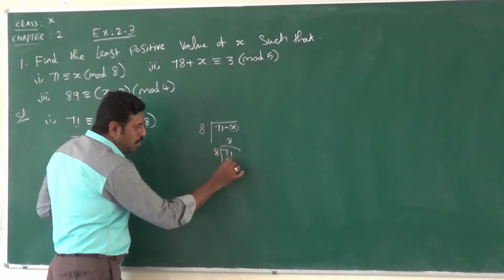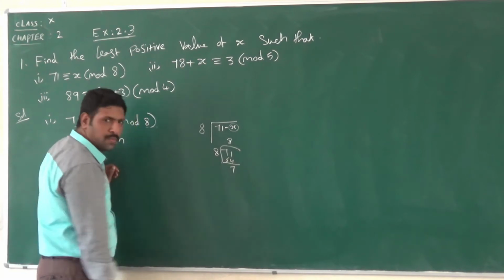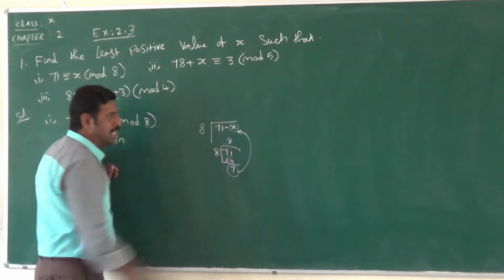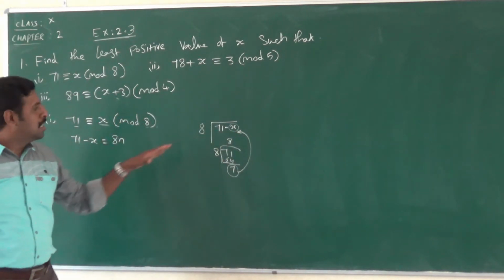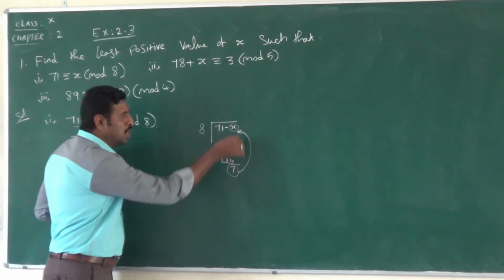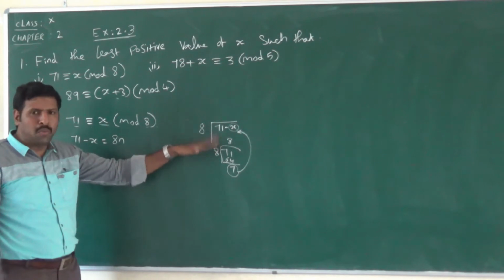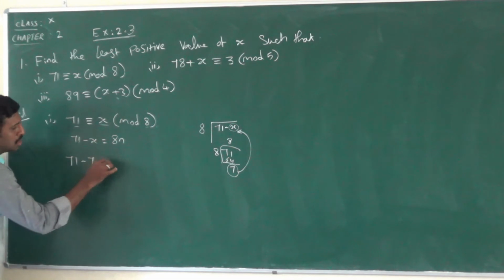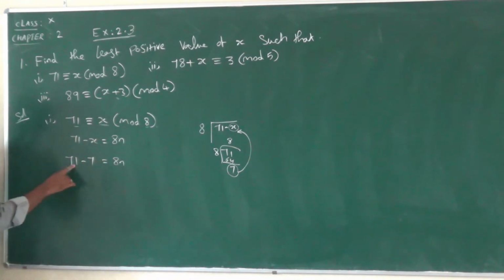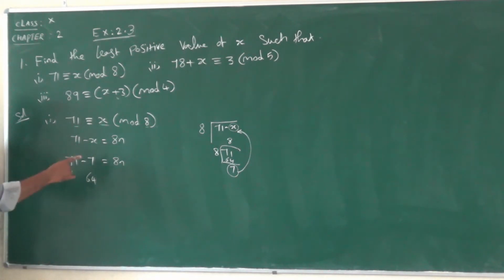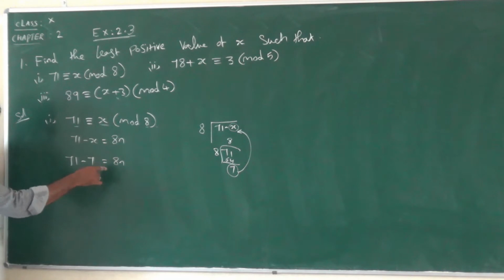So here 71 divided by 8, what do you get? 8 8s are 64, so the remainder is 7. So you subtract 7 from 71, then only we get a number that is exactly divisible by 8. So here the x value is 7. Therefore 71 minus 7 is equal to 8n, right? 71 minus 7 is nothing but 64. 64 is a multiple of 8, so it is divisible by 8, which means we get the remainder as 0.